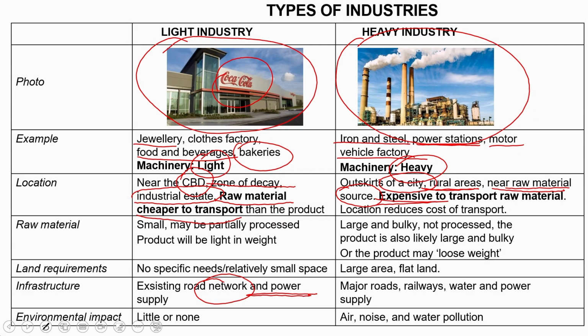The raw material in light industries, it can be small, very light in weight as well. Hence, you can transport it via the trucks into the area that is urban using the normal roads, the existing infrastructure. It may also be partially processed. So when it gets to the actual light industry, it is going to get to the next level of processing. So things are pretty simple to do there.